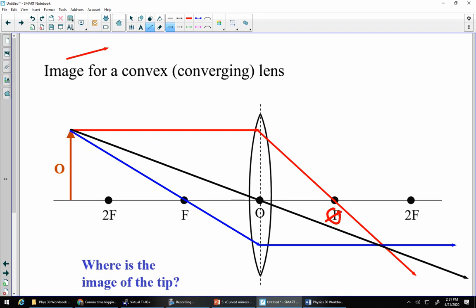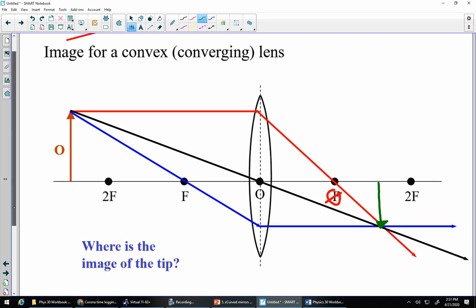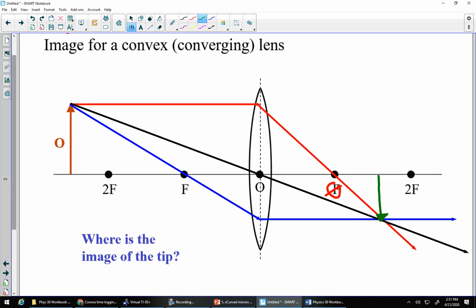And then again, you think to yourself, okay, where do those light rays match up? Well, it's where the red, blue, and black match up. The only color I haven't used yet is green, so go ahead and use green. Those light rays came from the tip of the arrow, so where they come back together, that's where a person is going to see the tip of the arrow. So if I want to describe this image, it looks like it would be smaller, inverted, and real.